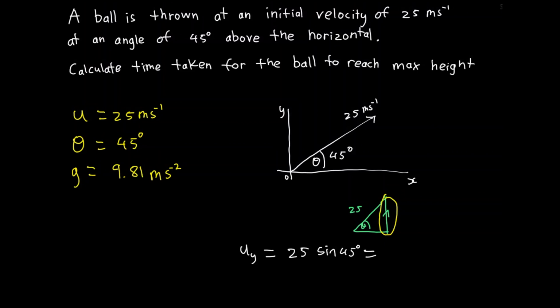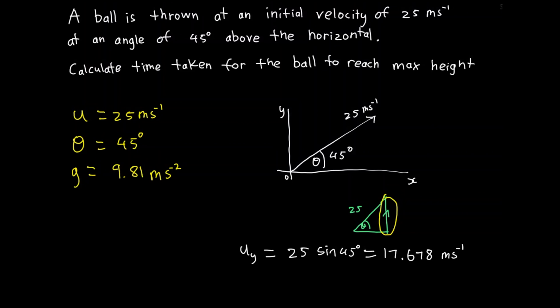So the initial velocity in the y direction, or u sub y, is equal to this, which is equal to, and let me put this in the calculator, so 25 sine 45, approximately 17.678 meters per second.